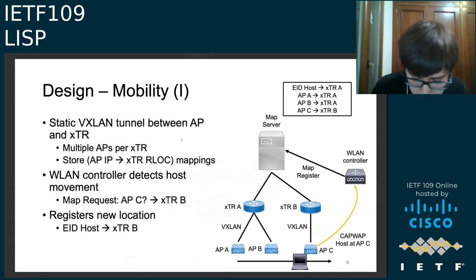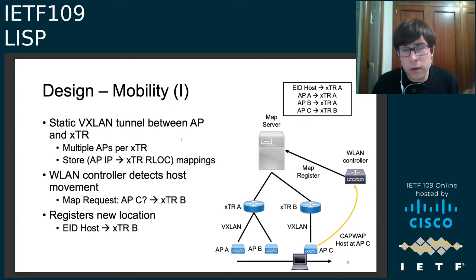So I will explain just a few details about how we handle all the mobility with the wireless stuff. As I said, we have this static VXLAN tunnel. Basically, we needed to carry the layer 2 frames between the XTR and access points. And what we also do is we store the IP of the access point and the XTR where it is connected in the map server. We'll see later why we need that.